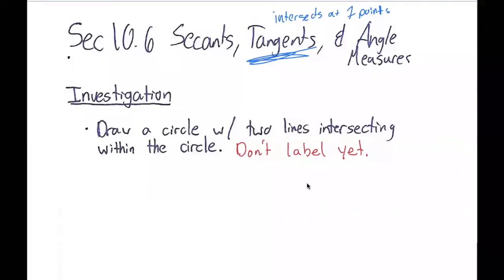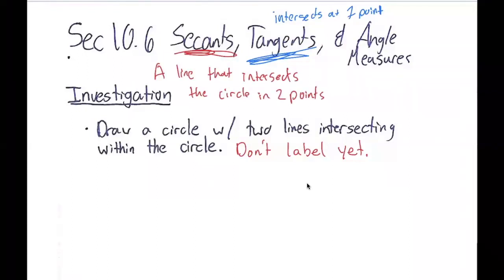All right, chapter 10.6, we're talking about secants, tangents, and angle measures, okay? So tangents, we talked about that in 10.5. Tangents intersect at one point, not points. Secants, you guys want to guess, is going to be a line that intersects the circle, and not at 1 point, but 2 points, okay?